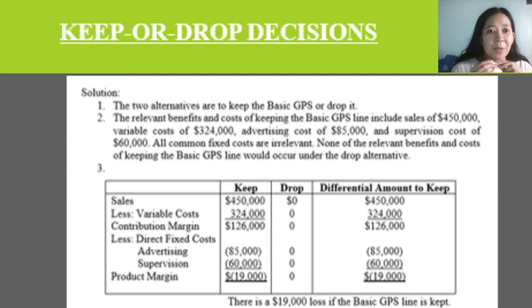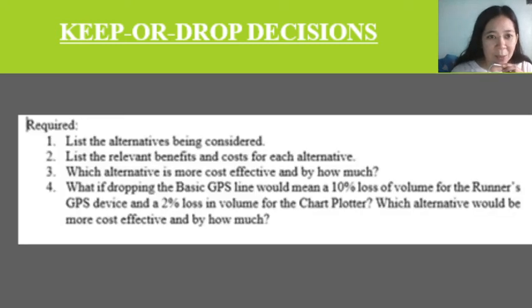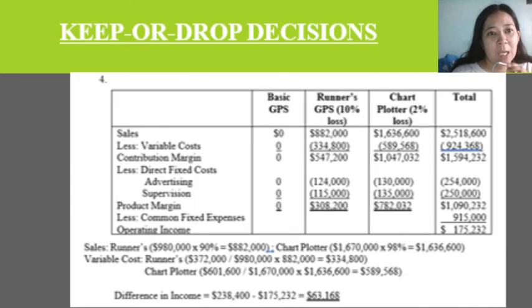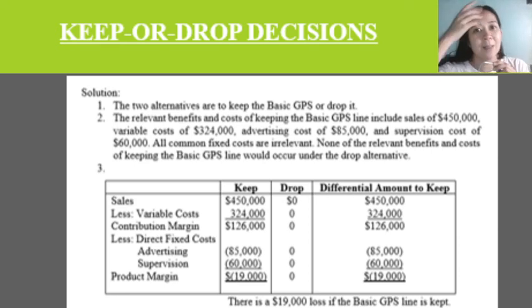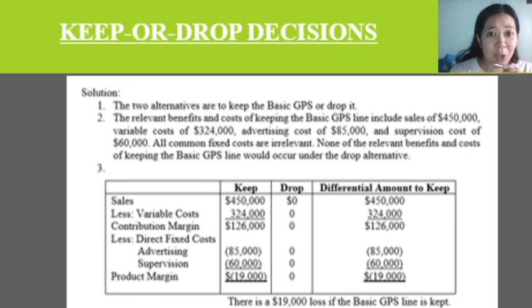Okay, for number three. Which alternative is more cost effective and by how much? Here, we can see that if we keep the basic GPS, we will have a product margin of negative 19,000, or a loss. But by dropping it, of course, we do not have any gain or loss. So overall, there is a $19,000 loss if the basic GPS line will be kept.